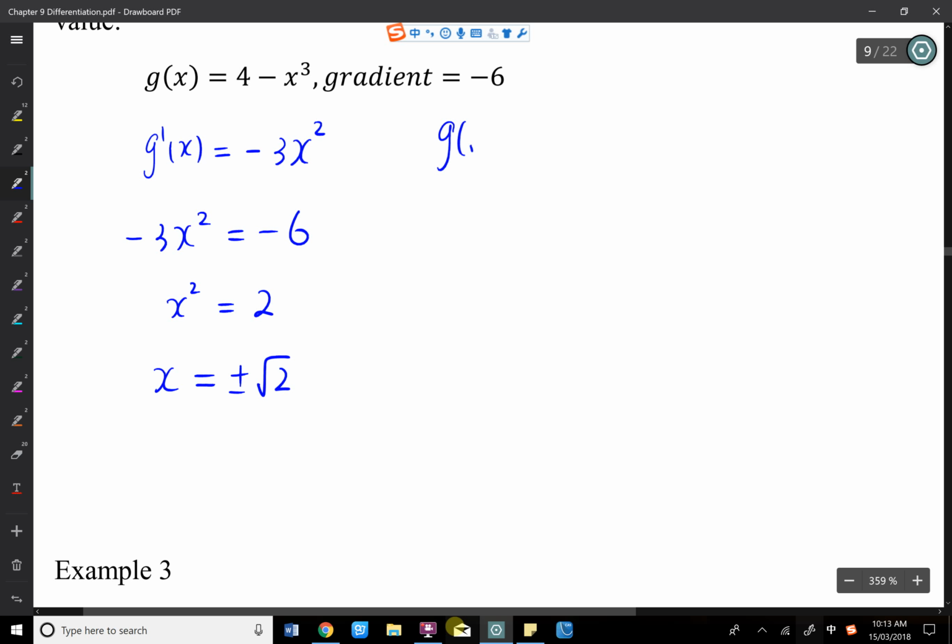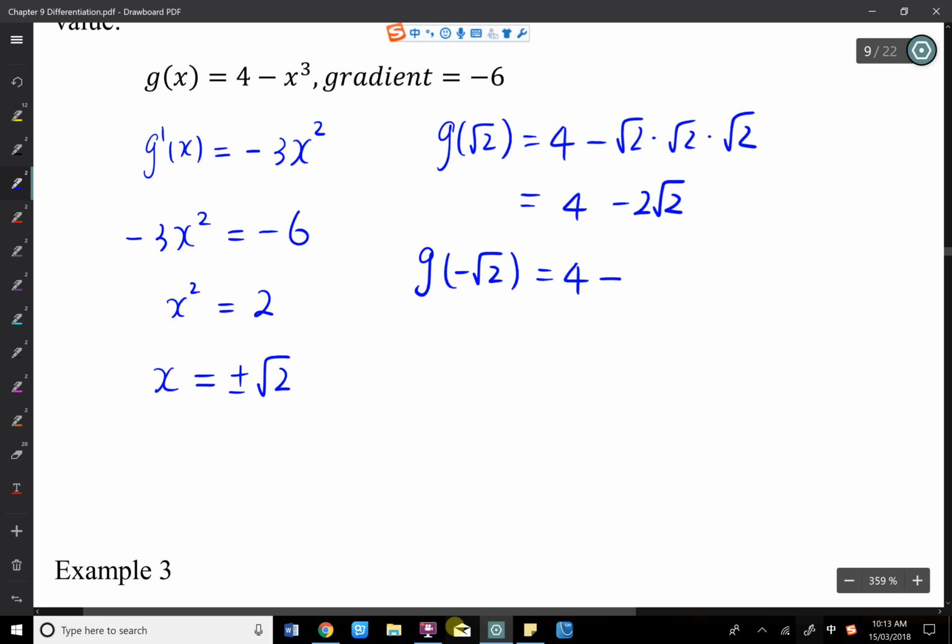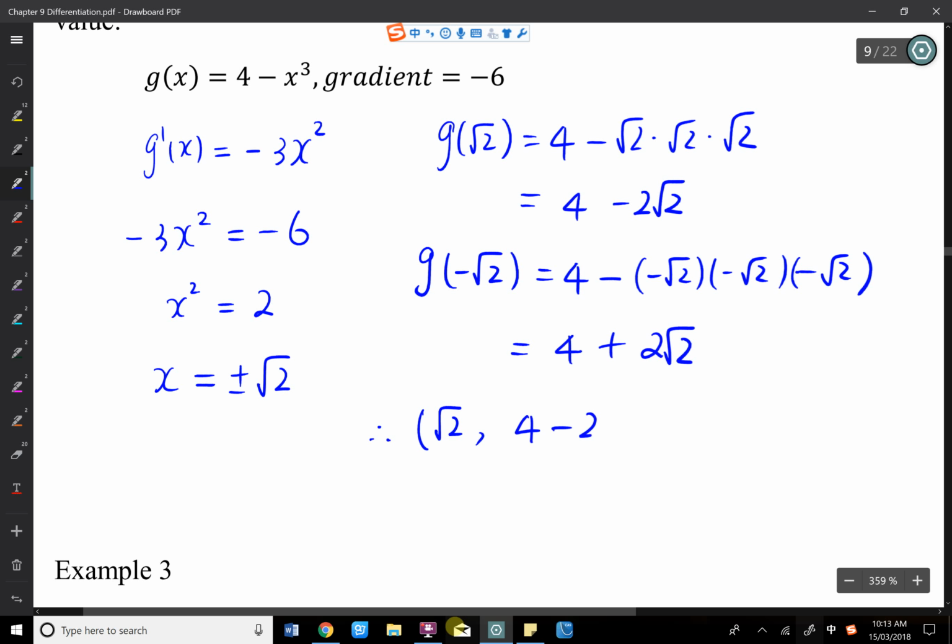So g of root 2 equals 4 minus root 2 times root 2 times root 2. That gives you 4 minus 2 root 2. And g of negative root 2 gives you 4 minus negative root 2 times negative root 2 times negative root 2. And that equals 4 plus 2 root 2. So the coordinates are root 2, comma 4 minus 2 root 2, and minus root 2, comma 4 plus 2 root 2.